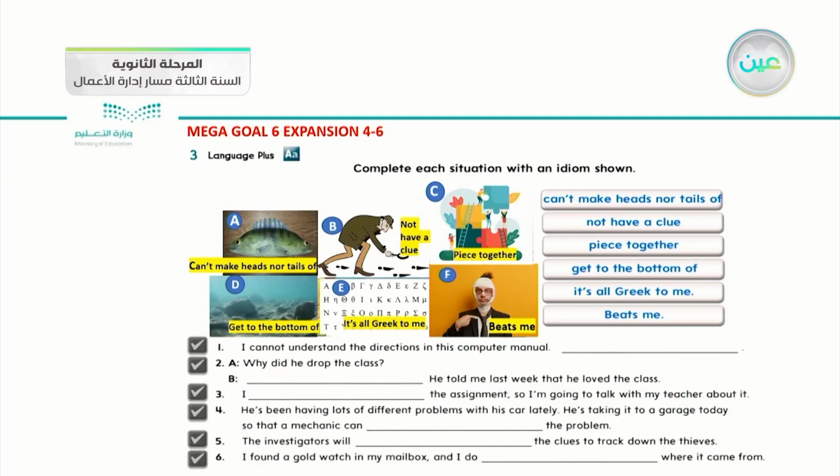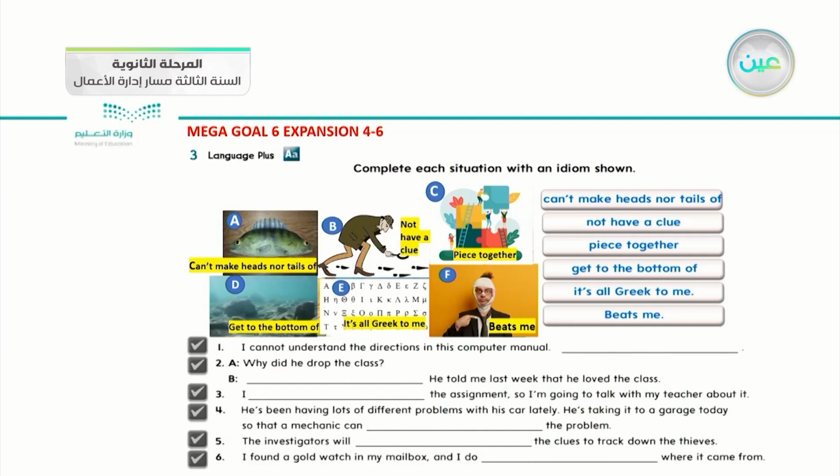Number 1, look at that one. What can you see here? What do you think is strange in that picture? What do you think is a mystery with it? From my opinion, I think that there is a fish with 2 heads, and we can find an animal with 2 tails, and so on. That's what we're calling it: can't make heads nor tails of. This is about letter A.